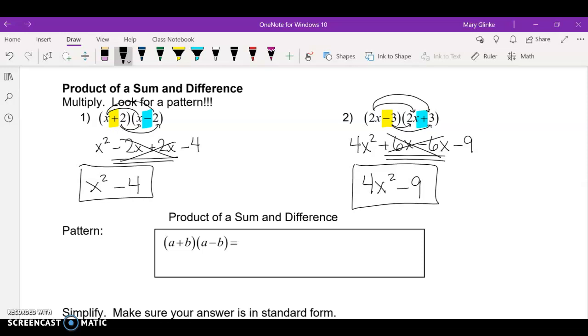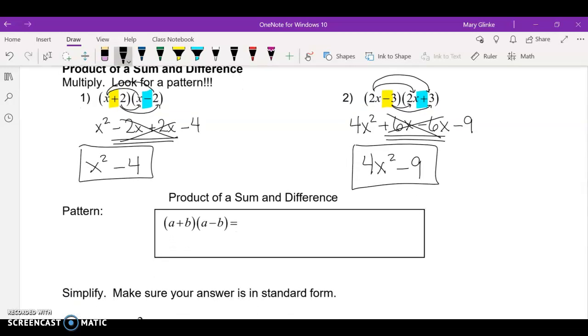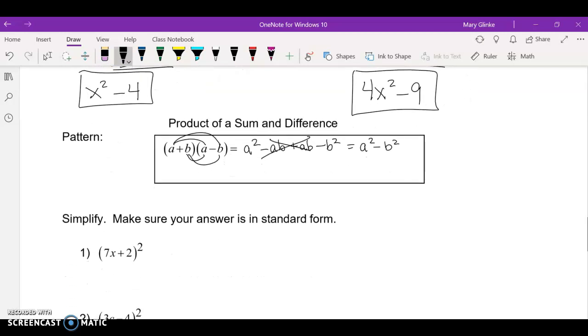So with this one, if you have two things that have the same binomial, but you have one with a plus and one with a minus, when you distribute, you're going to get a squared minus ab plus ab minus b squared. You're going to get those middle terms to undo each other, and you're just going to be left with whatever the first term is squared minus the last term squared.